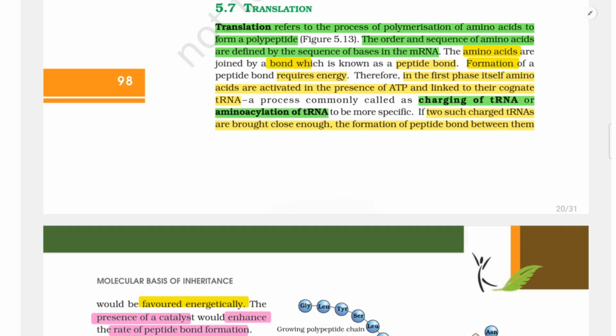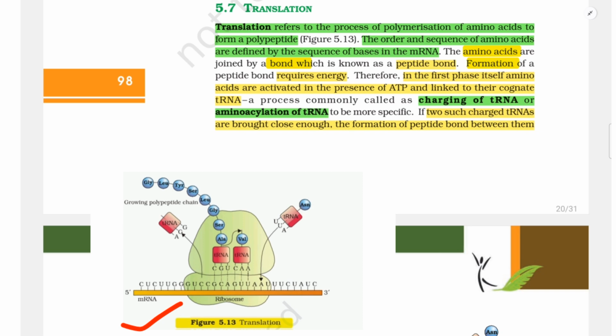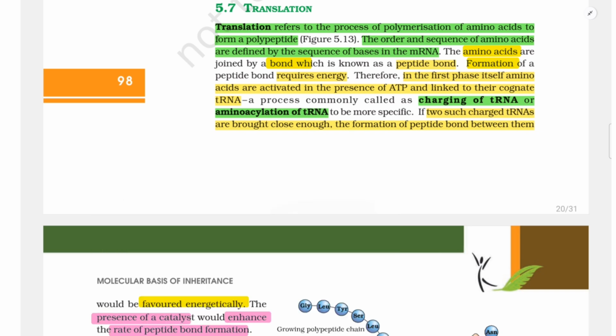5.7 Translation. Translation refers to the process of polymerization of amino acids to form a polypeptide, figure 5.13. The order and sequence of amino acids are defined by the sequence of bases in the mRNA. The amino acids are joined by a bond which is known as a peptide bond. Formation of a peptide bond requires energy.